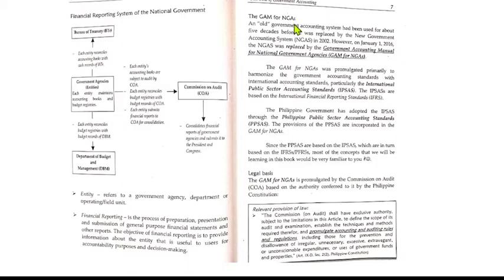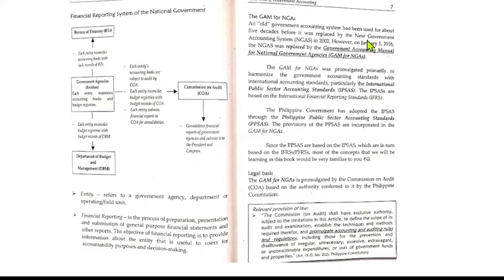Now, let's take a look at the GAM for NGAS. So, what does GAM mean? Okay, before we proceed with the GAM, which is the Government Accounting Manual for National Government Agencies, basahin lang natin itong history related to the government accounting system o kung paano ba yan nag-evolve. There is an old government accounting system that has been used for about 5 decades before it was replaced by the new government accounting system.